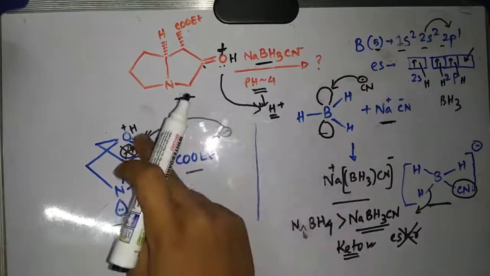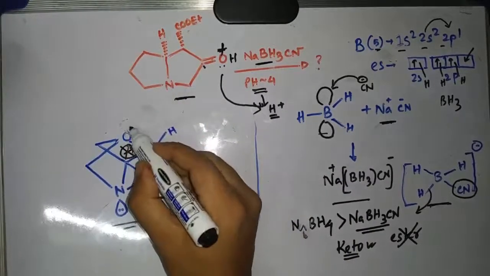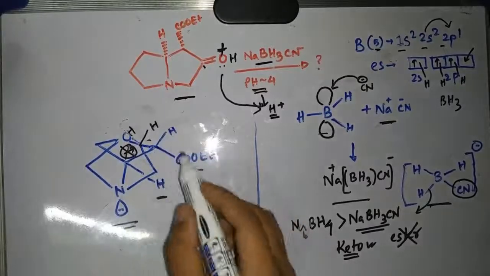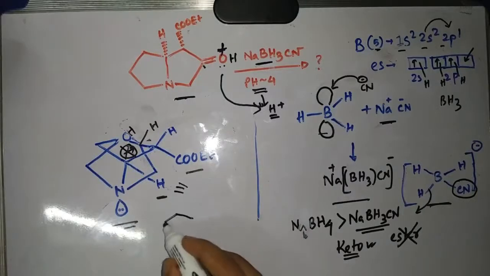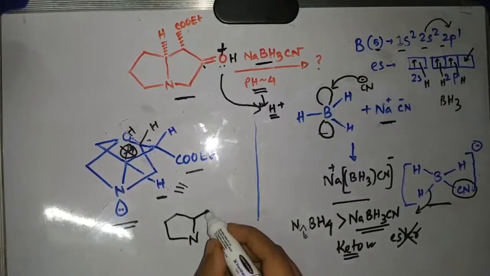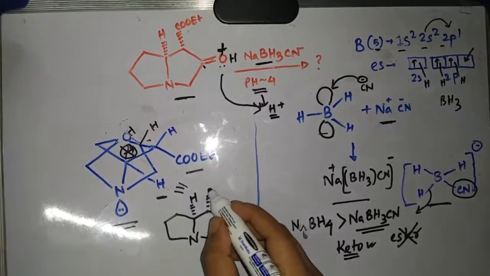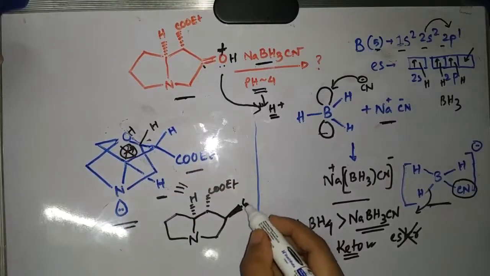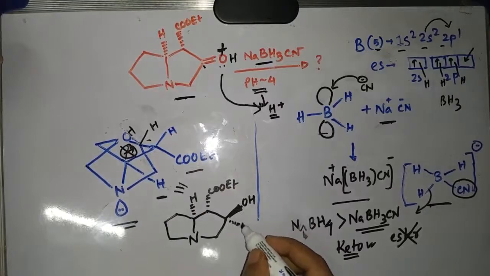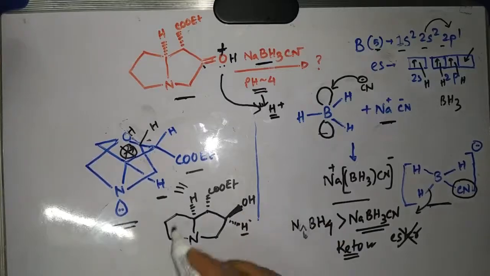If you write the structure, it will be like this: OH here and hydrogen here. This is our final product structure. If you write it in planar form, it looks like this, with the hydrogen below the plane and the CO2 group also below the plane. Now the OH will go above the plane, and the incoming hydride will come from the below side, so the hydrogen will be below. This is the structure of the product, and this is our final product.